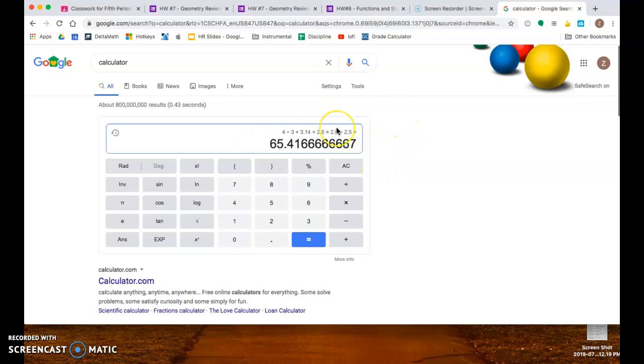Again, that's not the actual answer to problem 7. It's just an answer to a problem that is like problem 7.